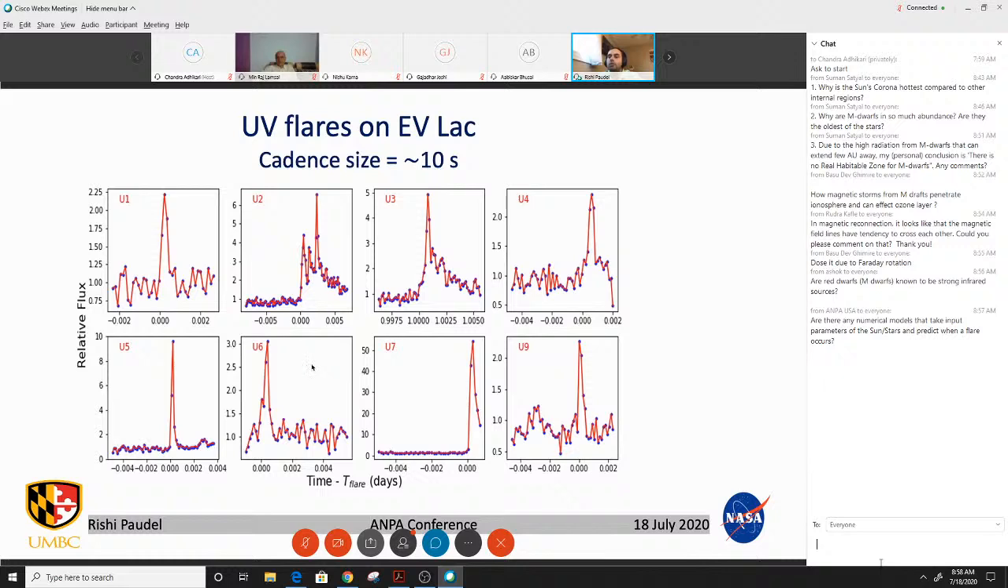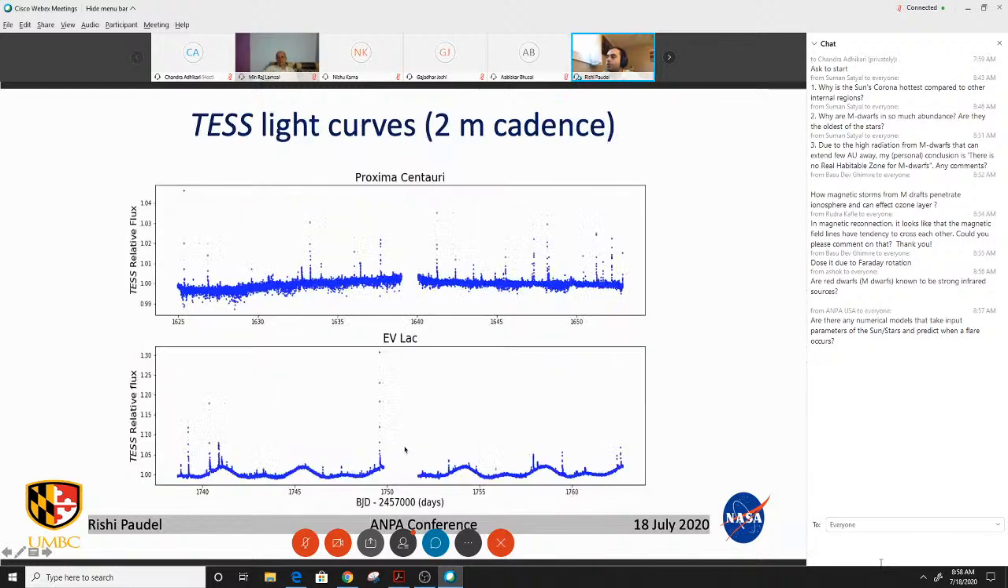Almost all the flares have very short durations, ranging from less than a minute to a few minutes. One notable property of the UV flares is that they have relatively higher amplitudes. We can see that even the weakest flare has an amplitude of 2 times the quiescent level, and the strongest flare has an amplitude of more than 50 times the quiescent level. If we see the light curve of EV Lac here in optical wavelength, the largest flare has an amplitude of 1.3 times the quiescent level.